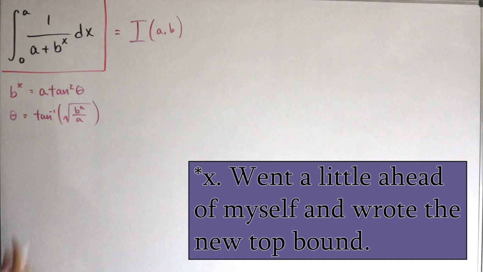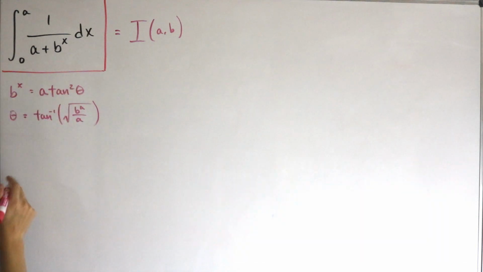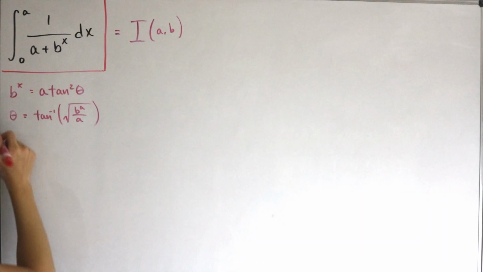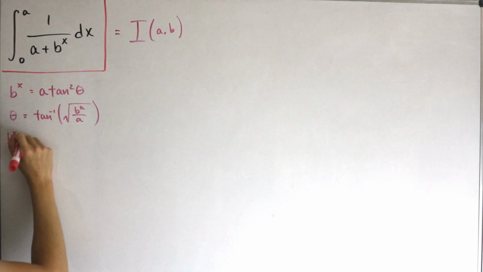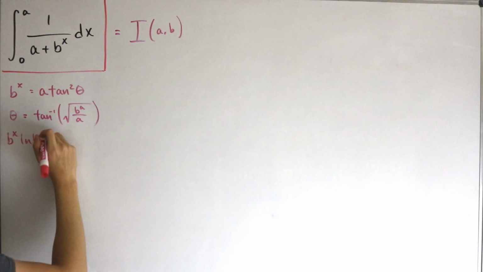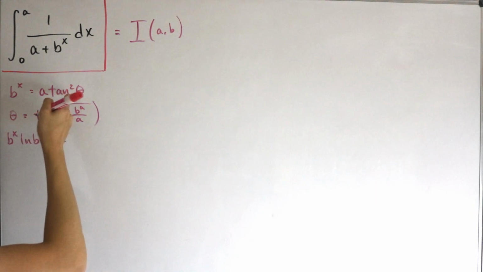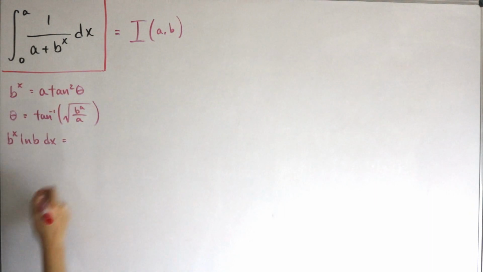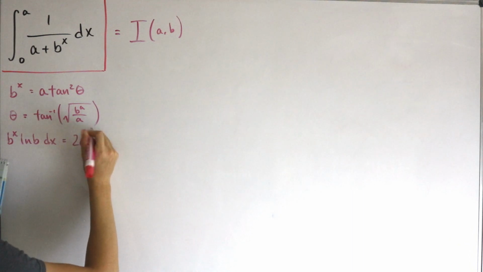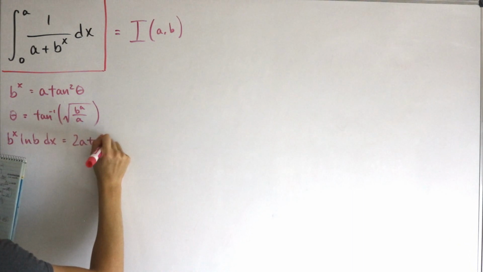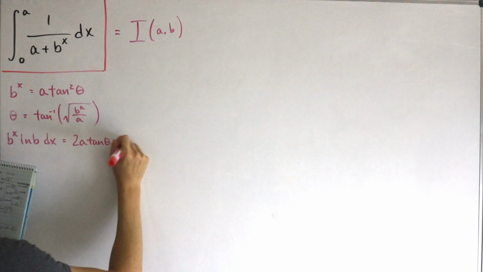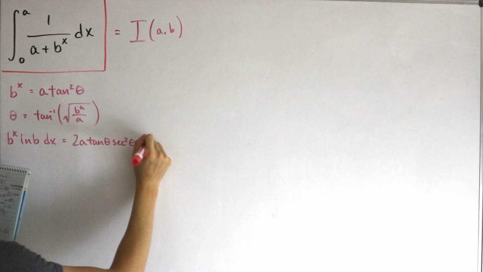Okay. And so now let's actually differentiate the first line over here. So that means differentiating b to the power x with respect to x. That's just b to the power x, then times ln of b dx, and then set this equal to, so this applies some chain rule, and then take the derivative of the inside of that input. What we get is 2a, then multiplied by tangent theta, multiplied by secant squared theta, and then d theta.